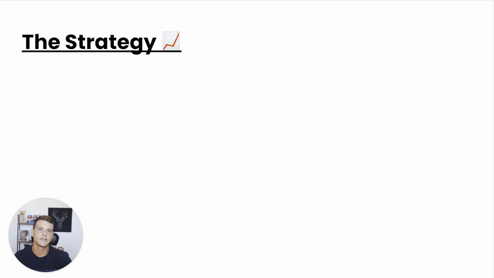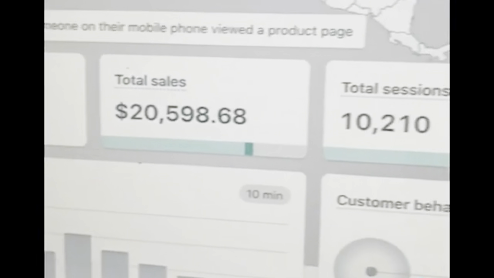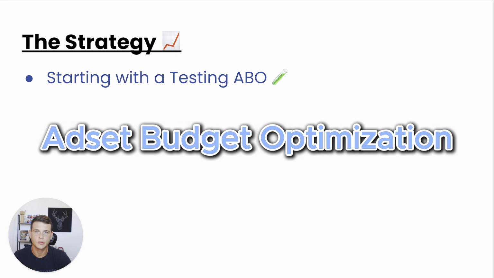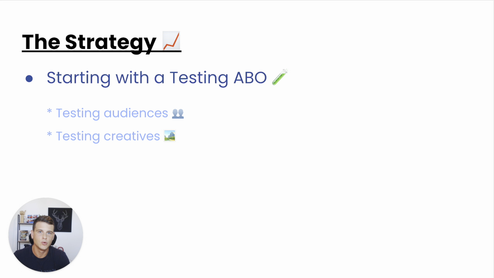Moving over to the strategy. I personally like to keep things simple and I've been using this strategy for a couple years now. It works really well. So the first thing that we do is start with a testing ABO. The reason why we want to start with a testing ABO is because we want to have a little bit more control. And for those that don't know what an ABO is, essentially it stands for ad set or ad group budget optimization. The goal will be testing out different groups of people, and since we have 5 to 10 video creatives, we need to identify which ones work the best.